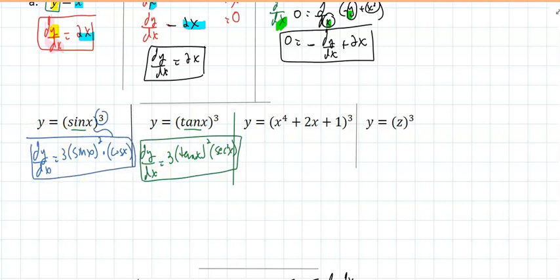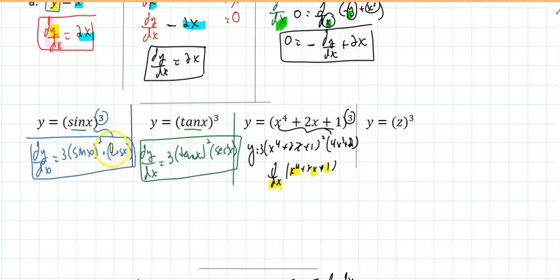What if I was looking at y equals something cubed? Don't you bring the power down, subtract 1 from the power no matter what that is? And then times the derivative of the inside. What's the derivative of the inside? You're taking d dx of x to the 4th plus 2x plus 1. Since these match, that's your traditional derivative, which is 4x cubed plus 2.